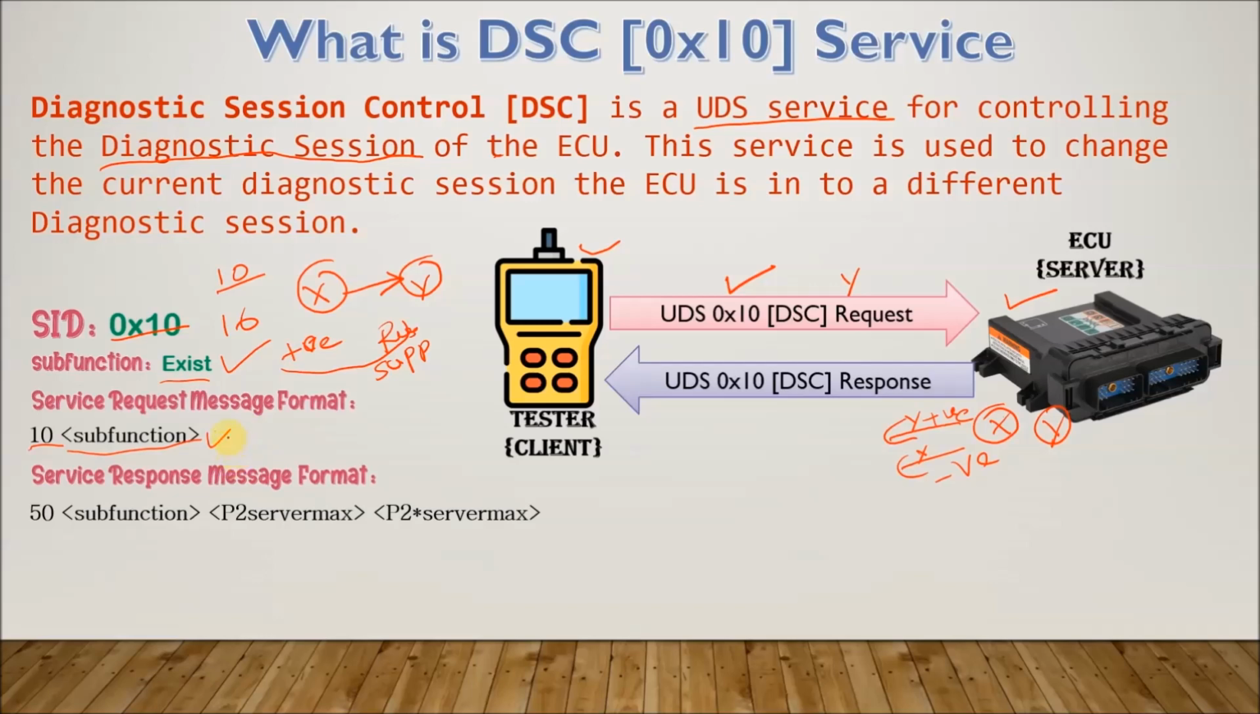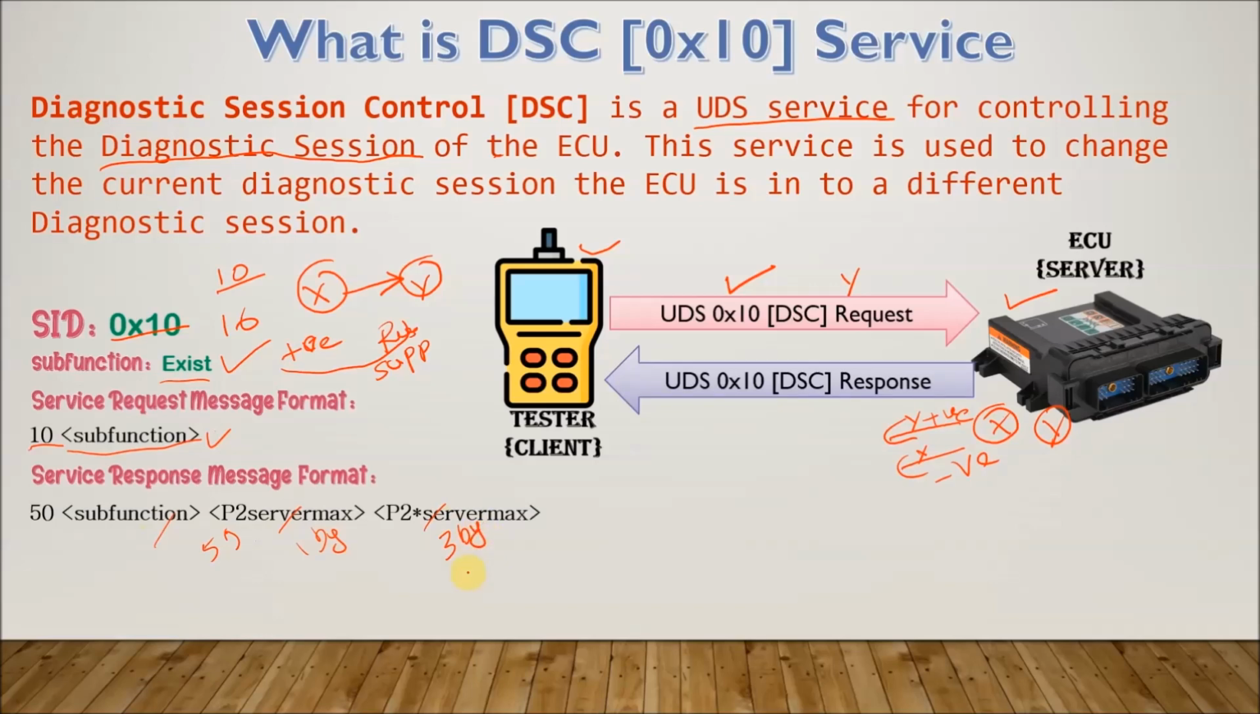format. And then if it is a positive response, what we will get is 50, that is, 40 is added to the SID of the request message. Then the subfunction will be given here, and then two more parameters called P2 server max and P2 star server max will be there. This is 1 byte and this is 3 bytes.